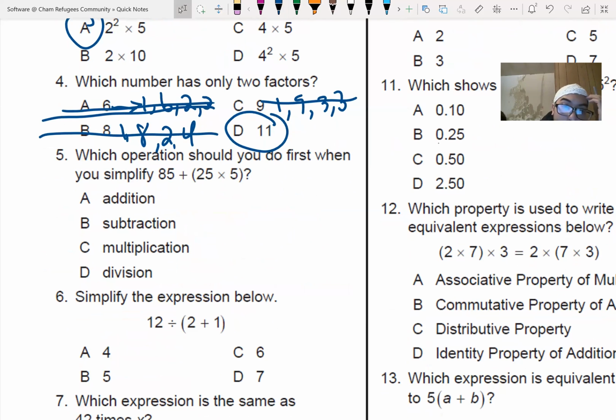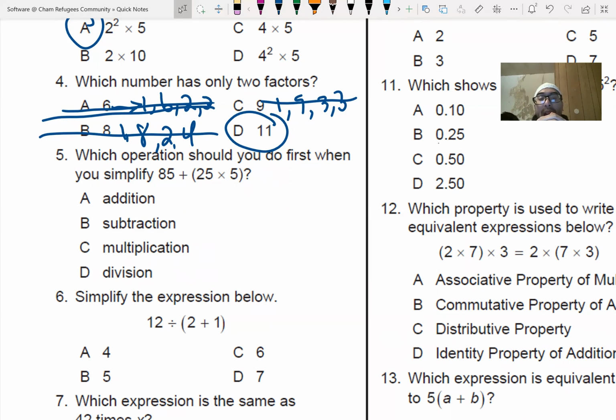Okay, so next up, it says, which operation should you do first? Number 5, which operation should you do first when you simplify 85 plus 25 times 5? So we got order of operations over here. We're going to use Please Excuse My Dear Aunt Sally, which stands for parentheses, exponents, multiplication, division, addition, and subtraction, right? But remember, we got twin siblings, multiplication and division. Meaning, what do I mean by twins? That we do whichever one comes first. In addition and subtraction, we do whichever one comes first between those two, okay?